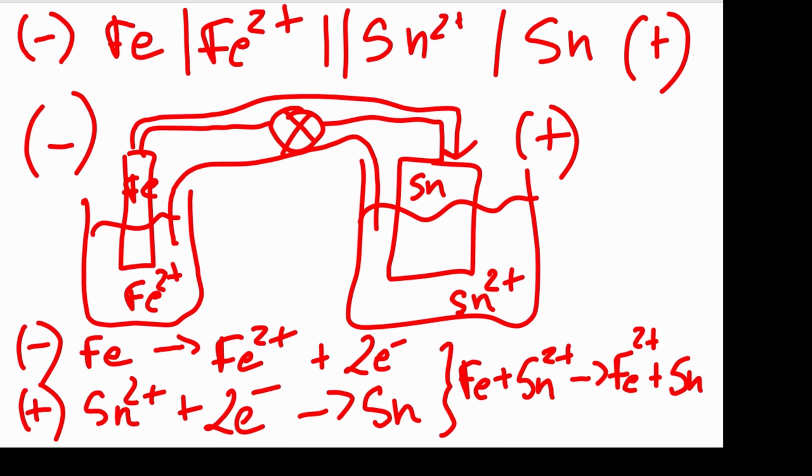As you can figure out, the mass of the metallic tin increases, the mass of metallic iron decreases, the concentration of the iron cations increases, and the concentration of the tin cations decreases.